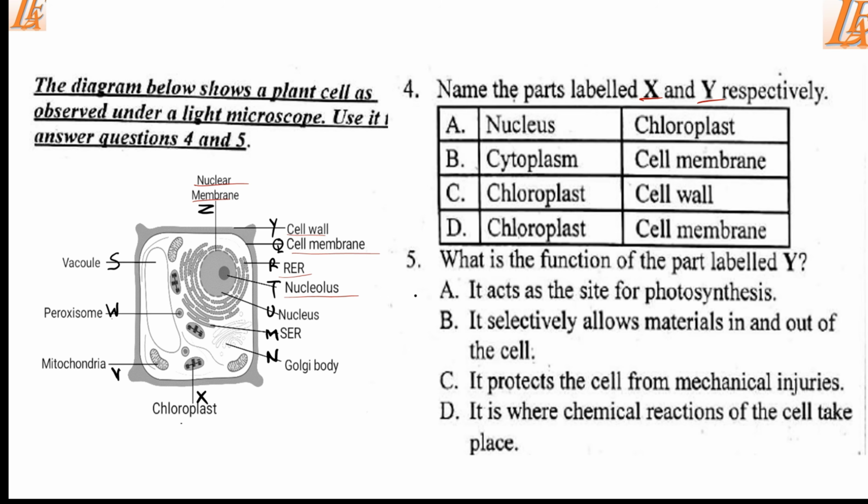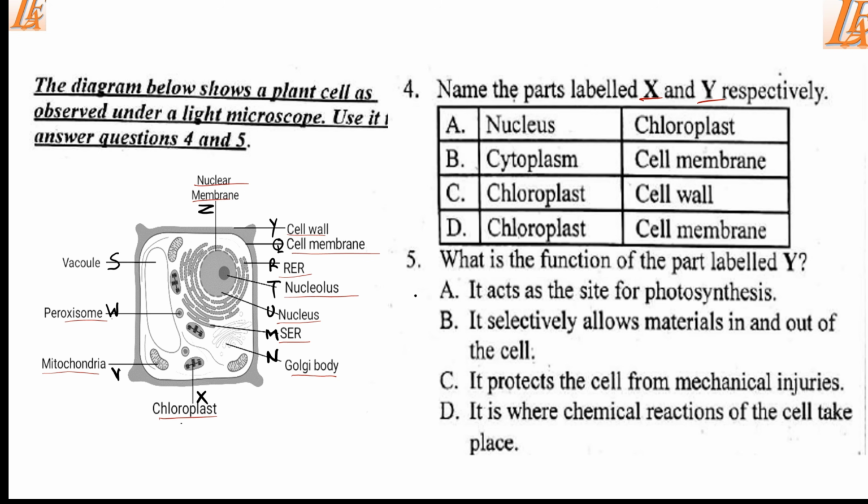The part labeled U is a nucleus. The part labeled M is a smooth endoplasmic reticulum. The part labeled N is a Golgi body. The part labeled X is a chloroplast. The part labeled V is a mitochondria. The part labeled W is a peroxisome.